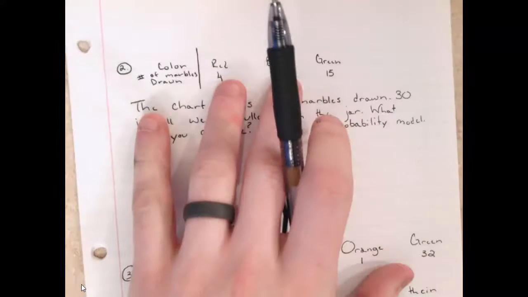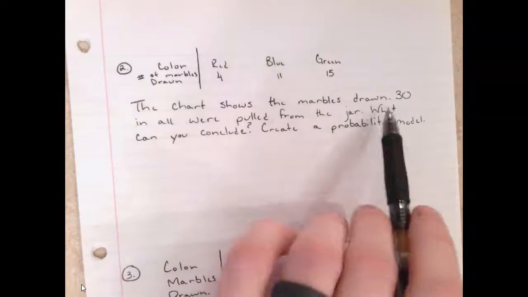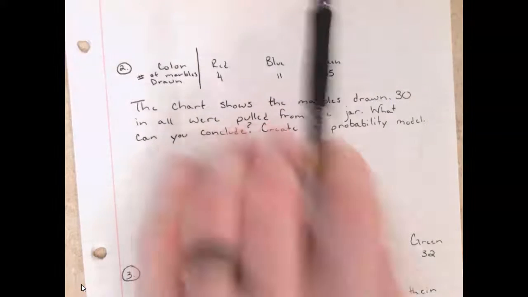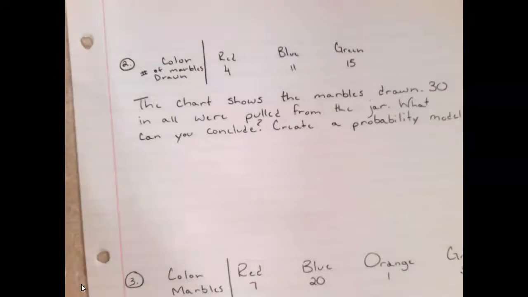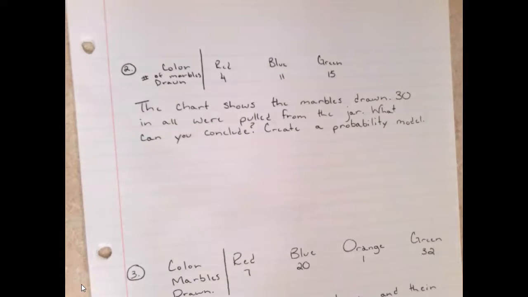So I have a jar again. This chart shows the marbles drawn. There are 30 in all that will pull from the jar. So this jar, 30 marbles pulled out. 4 were red, 11 were blue, 15 were green. What can you conclude from this?